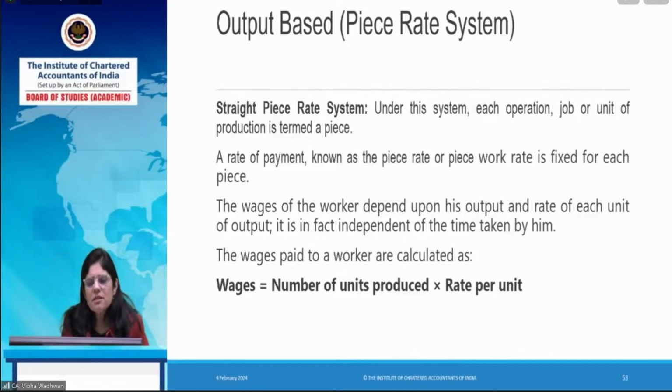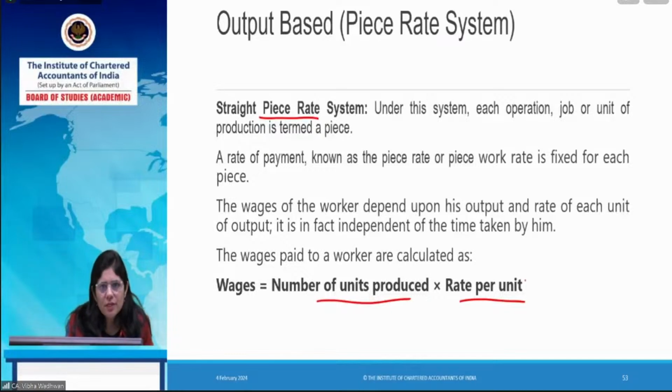Output based is for those who are working on the job, directly on the operation. So how many units they have produced, accordingly they get the payment on the piece rate basis. Generally, the workers and the laborers get wages on the output based piece rate. We call it piece rate also. Piece means how many pieces or units they have manufactured. So it's number of units produced into rate per unit. So the rate is per unit here, not per hour or per day or per week. Clear?